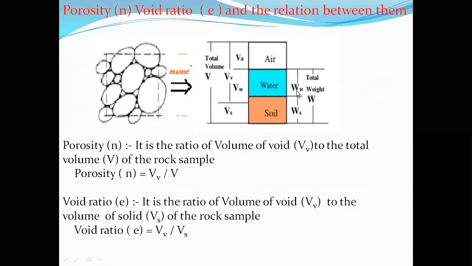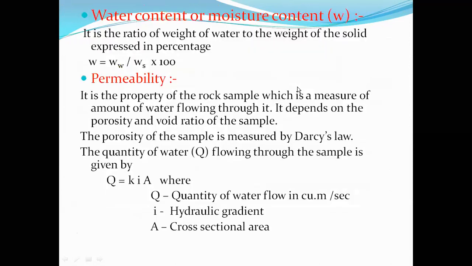Weight of solid portion is this. If I measure the solid portion, it is going to be weight of the solid. This is weight of the water. Okay, let's come back. It's a ratio of weight of water to the weight of the solid, expressed in percentage. Percentage is nothing but multiplied by 100. So this ratio is called water content or moisture content.